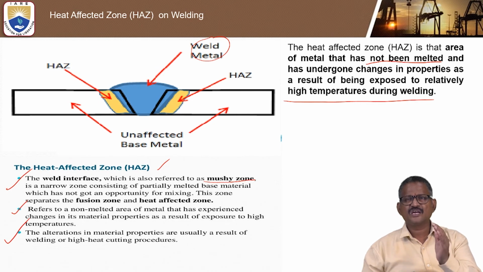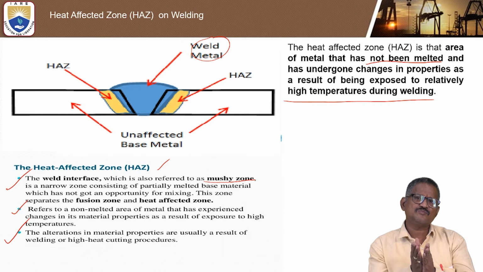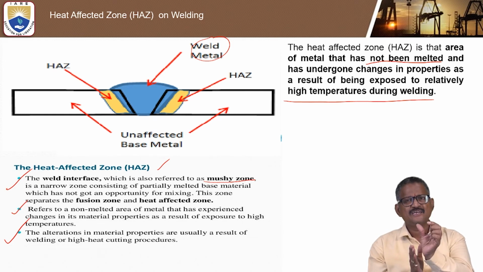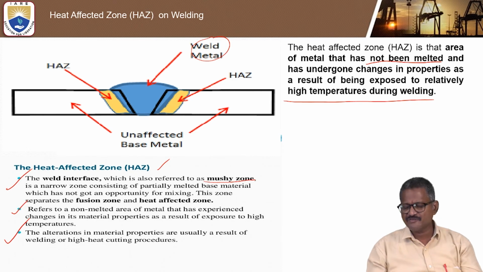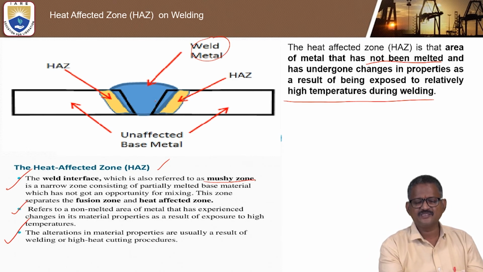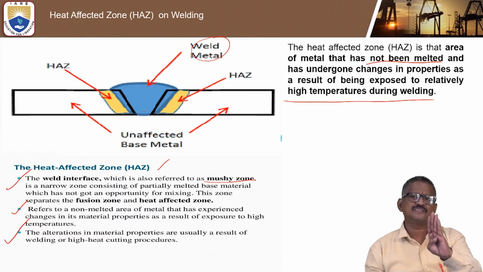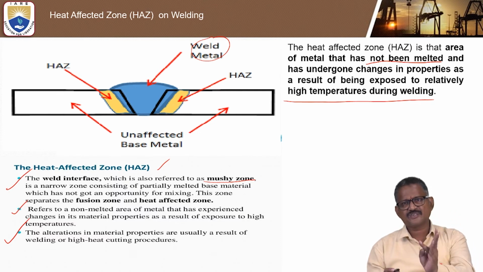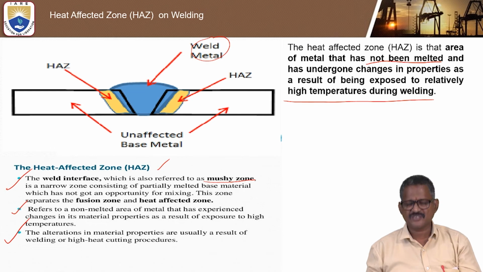So by conclusion, this is a general line diagram of how the heat affected zone can be explained diagrammatically, with the unaffected base metal and heat affected base metal, and this is the weld metal. The three terminologies: weld metal, unaffected metal, and in between only the heat affected zone.